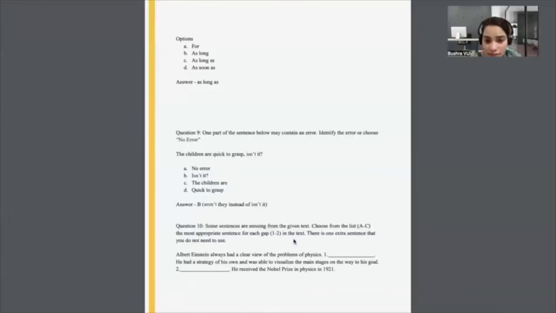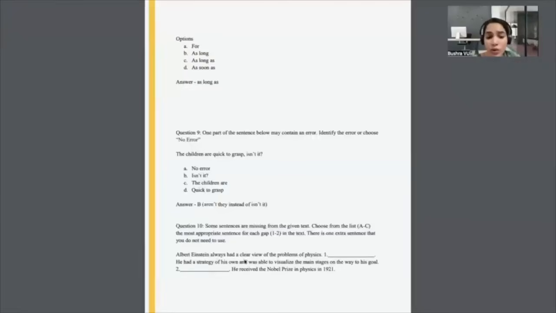Some sentences are missing from the given text. Choose from the list A to C the most appropriate sentence for each gap in the text. There is one extra sentence that you do not need to use. So they're telling that you have to use 2 sentences according to what suits the best, but they have given you 3 options. So one option you should not use. This is what question number 10 says. Okay. Let's look at the question quickly.